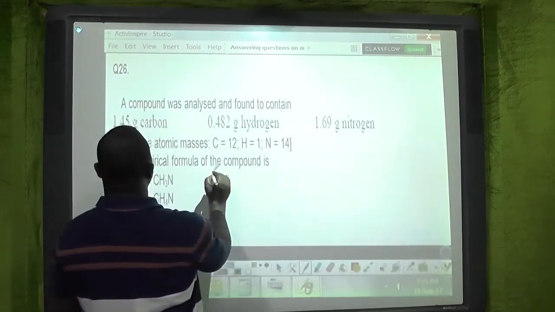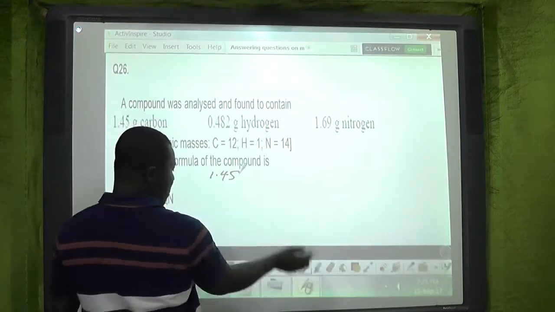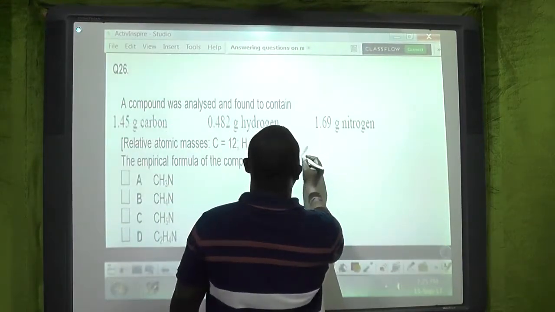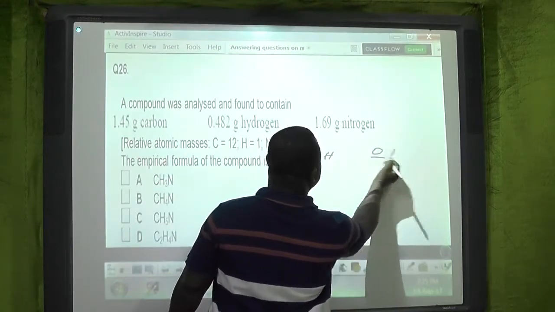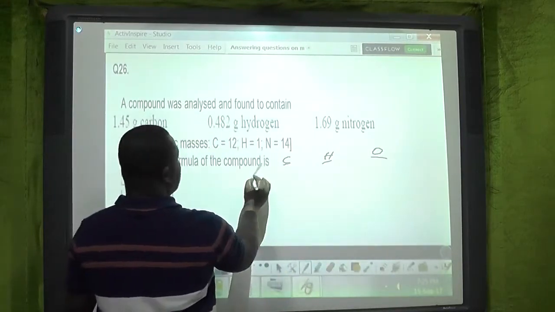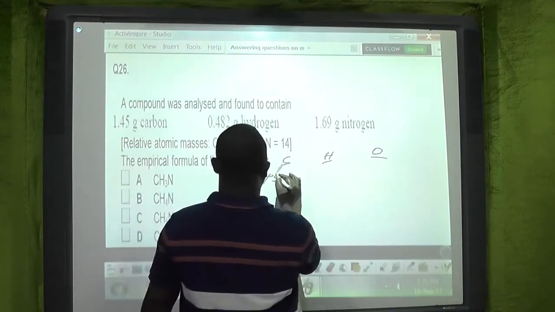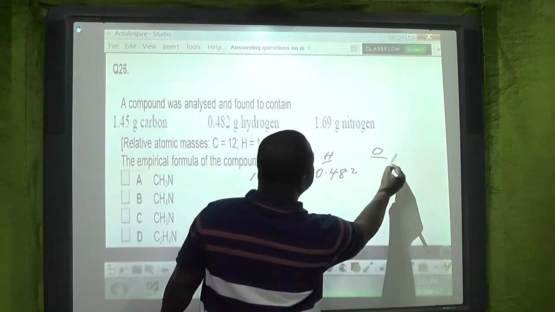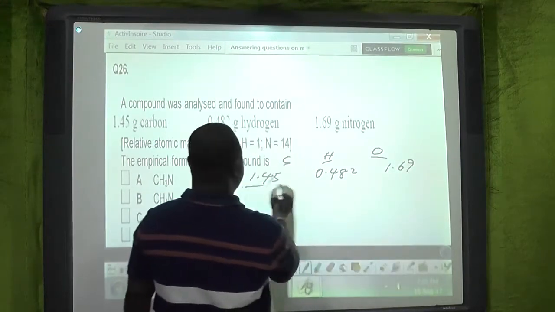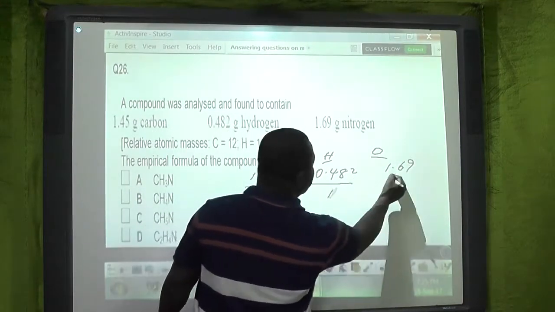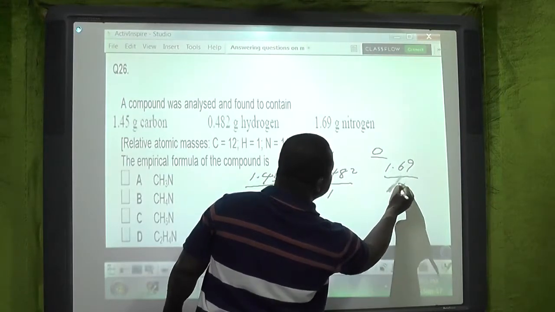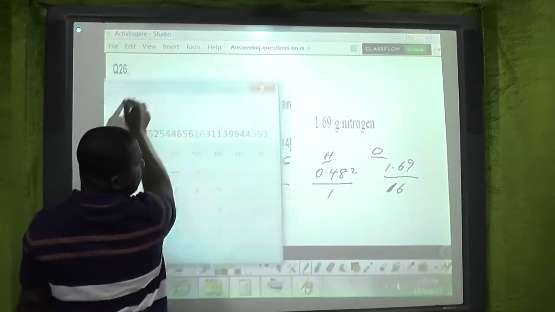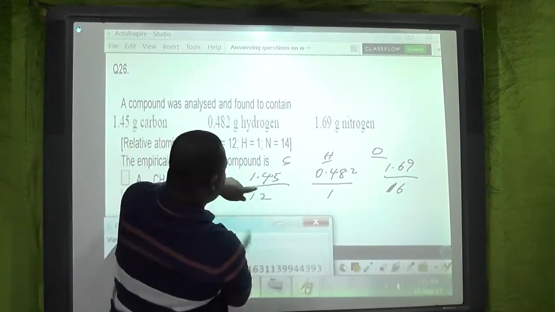So somebody is saying 1.45 of carbon, carbon, hydrogen, oxygen as usual. Of carbon, 1.45. Of hydrogen, 0.4, and of oxygen 1.69. So divide by 12, divide by 1, and divide by 16. Let me just do them. So this will be easy.